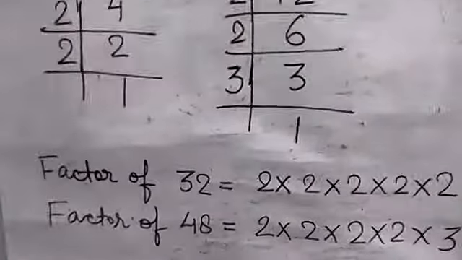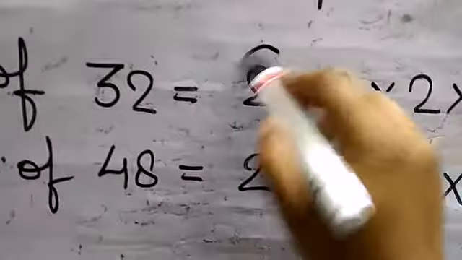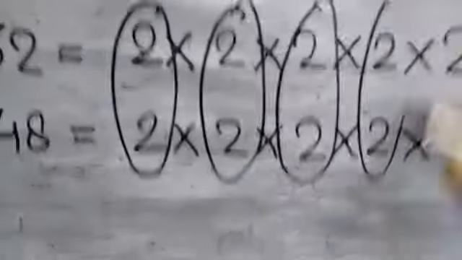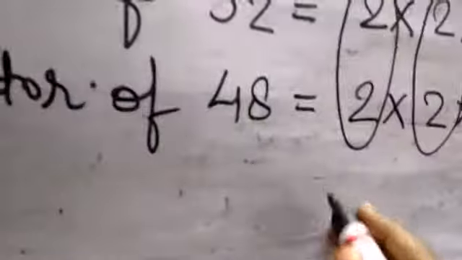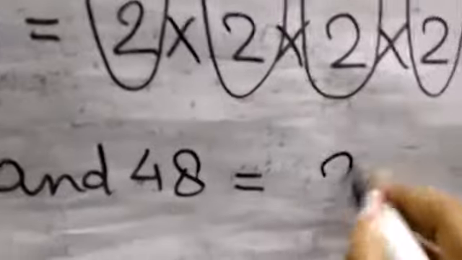Okay, now we list out the common factors. So in both of these factors, here 2 is common, this 2 is common, this 2 is common, and this 2. So we write LCM of 32 and 48 is equal to, 4 2's are common here, so we write 4 times 2's, 2 multiply by 2 multiply by 2 multiply by 2.